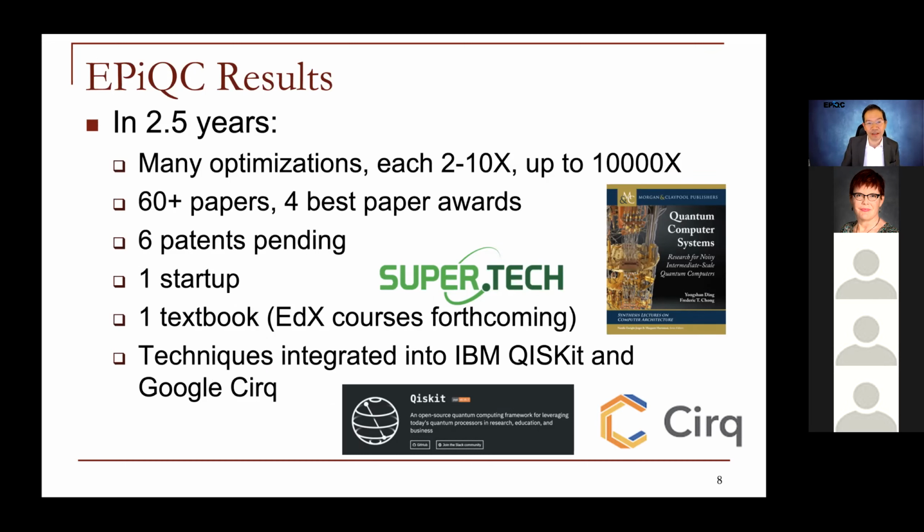And we found, in fact, many optimizations, each about 2 to 10x, and even some up to 10,000x, which actually sort of exceeds our goal in some ways. And in those 2.5 years, with these optimizations, we've put out a little over 60 papers, 4 of which won Best Paper, 6 patents, and 1 startup has just been spun out.